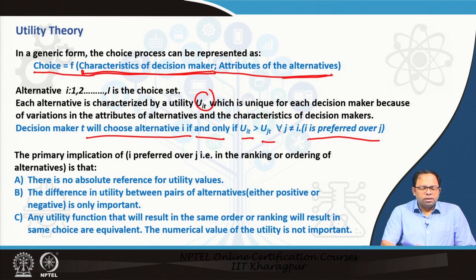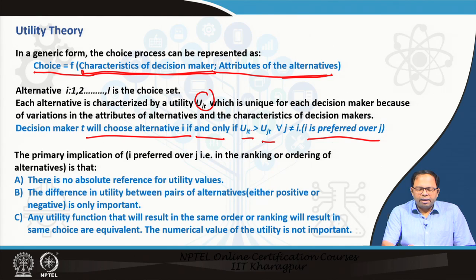So, the primary implication of I preferred over J basically means there is no absolute reference for utility values. That means the actual values of the utility do not play much role. The difference in utility between pairs of alternatives, that means UIT minus UJT, whether it is a positive or negative value, is the only important part. Any utility function that results in the same order or ranking will result in the same choices and is equivalent.